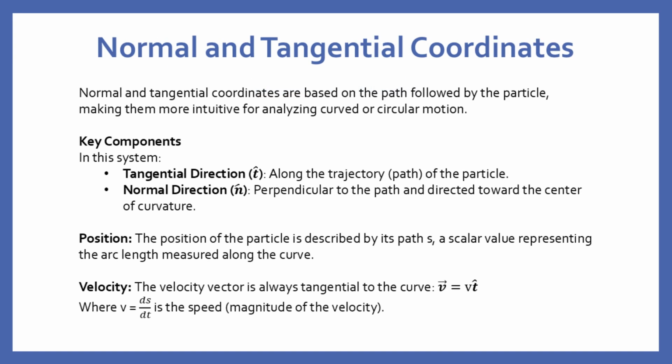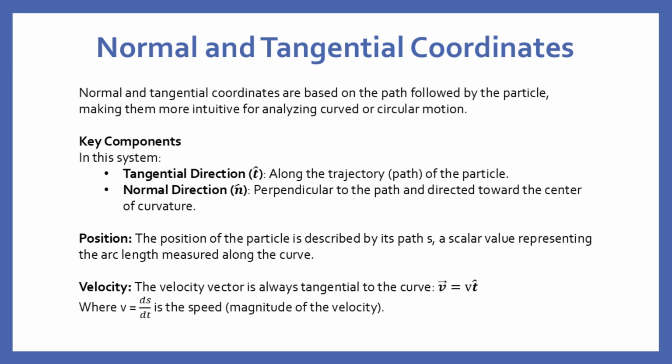Let's delve into the concept of normal and tangential coordinates, which are used to analyze curved or circular motion. In this coordinate system, the tangential direction is along the trajectory or path of the particle. The normal direction is perpendicular to the path and directed toward the center of curvature.